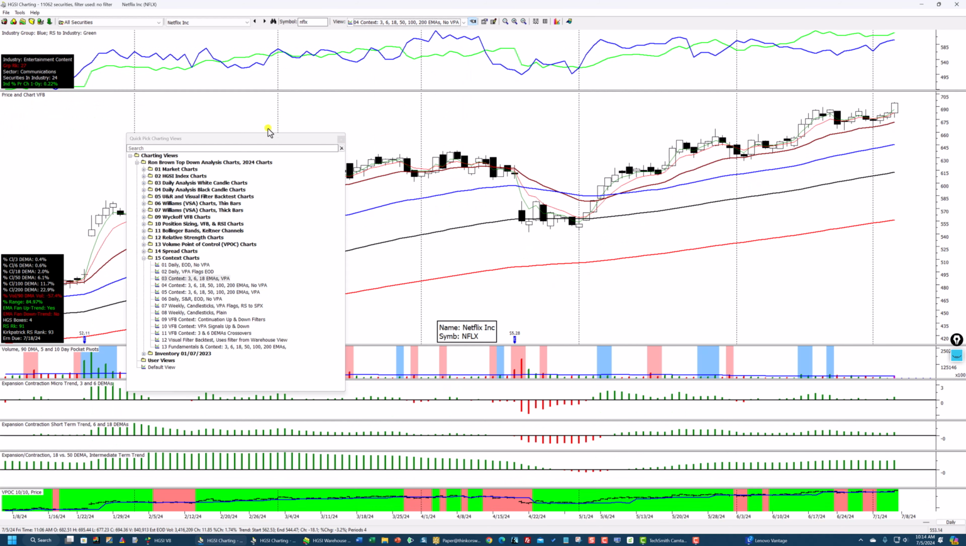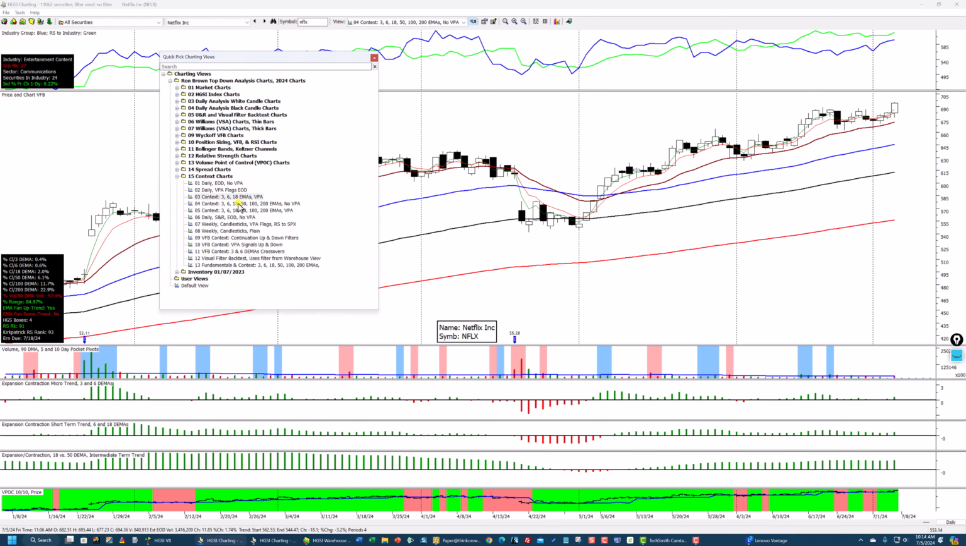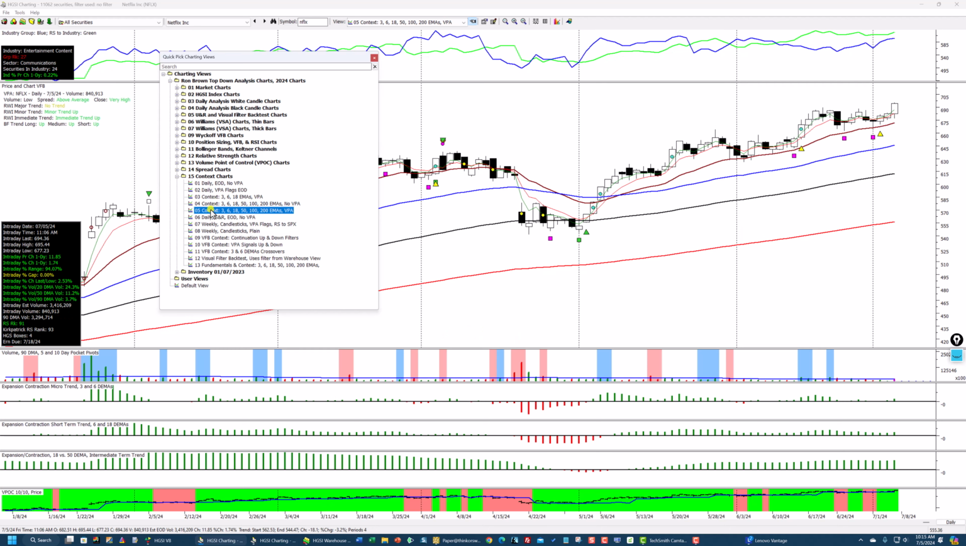Here is the other contextual chart, which is right here, and it says no VPA, but this shows the relationship of the 3, 6, 18, 50, 100, and 200. If you look over here to the far left, it tells you where the price is relative to these moving averages, and you can see it down here. Here's the micro trend, the 3 and the 6. Here's the short-term trend, the 6 and the 18, and the 18 versus the 50. Obviously, on Netflix, these are all going to be positive. Okay, so that's one, and then here's the same thing with VPA.